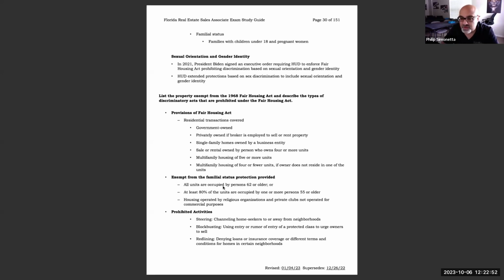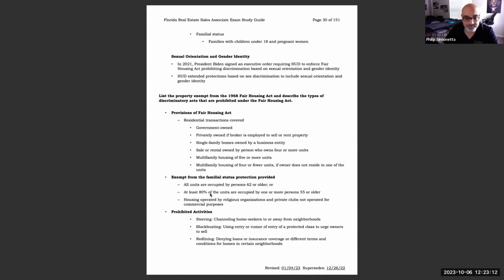Blockbusting is using the entry or rumor of entry of a protected class to urge owners to sell. Redlining is denying loans or insurance coverage, or charging different terms and prices for the same coverage and conditions, for homes in certain neighborhoods. So you can't charge different rates for things like that.